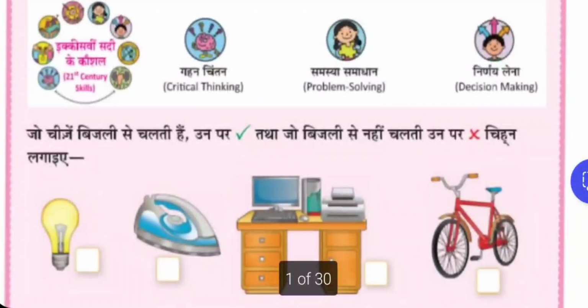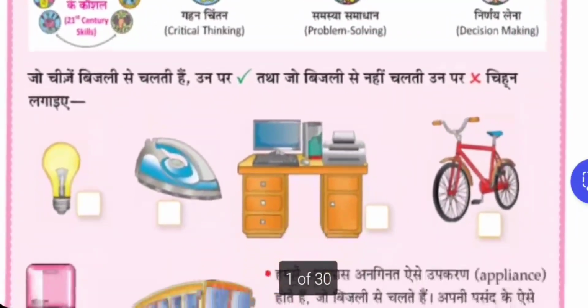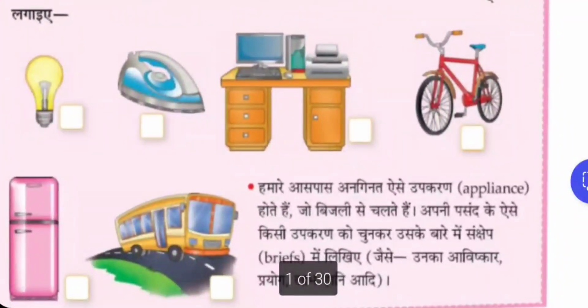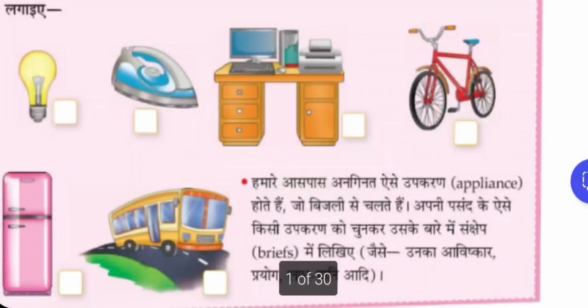यहाँ जो चीज़ बिजली से चलती है उन पर सही निशान तथा जो बिजली से नहीं चलती उस पर गलत निशान. So there is an activity given where there are a few appliances and things. You have to mark tick for the things which use electricity and you have to put a cross mark for those which don't use electricity. So just observe the picture and do it correctly.